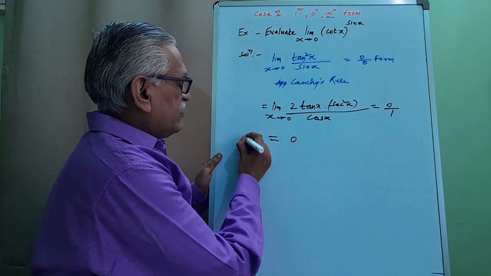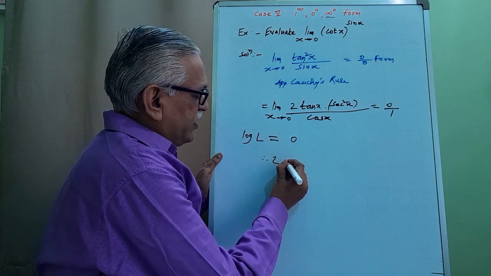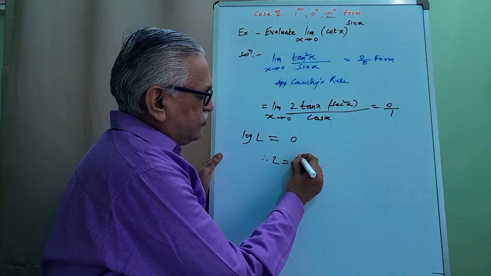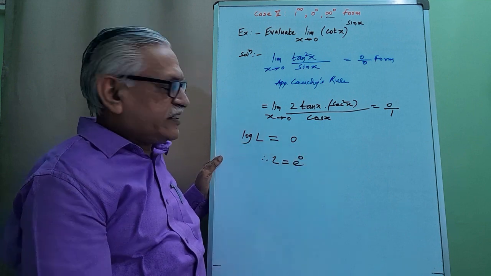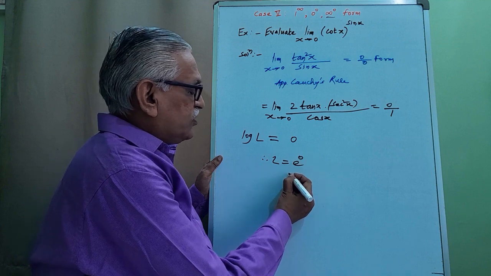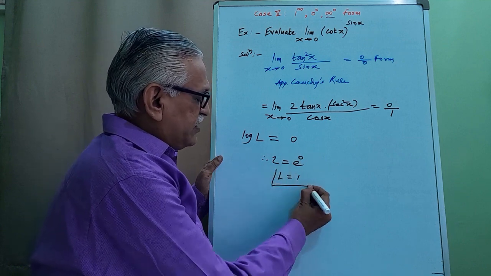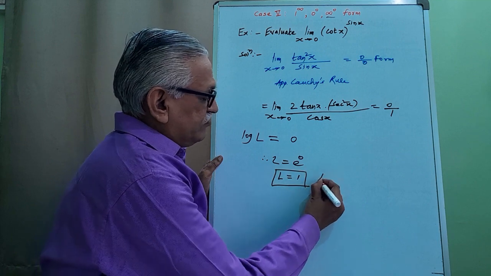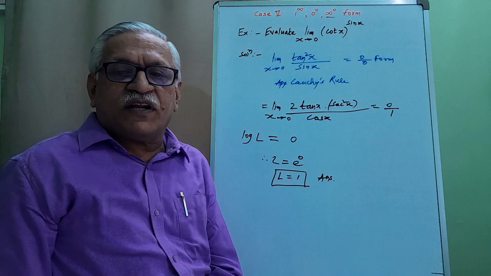This is the value of log L, and therefore we get value of L as e raised to 0. Transferring this to the other side, right hand side, we get e raised to 0, and e raised to 0 is 1. Therefore, we have the value of the limit as 1. This is the true value of the limit.